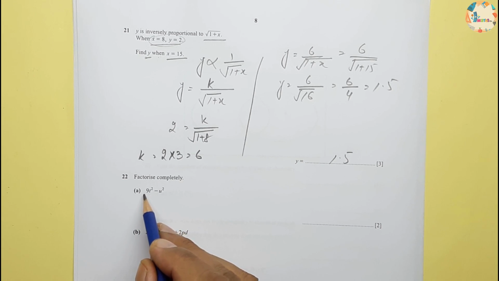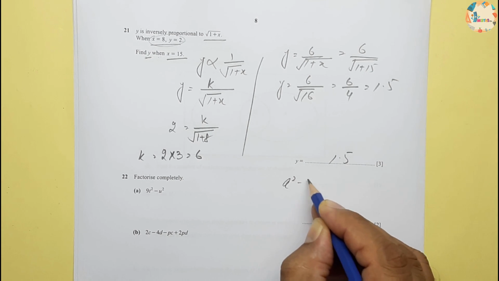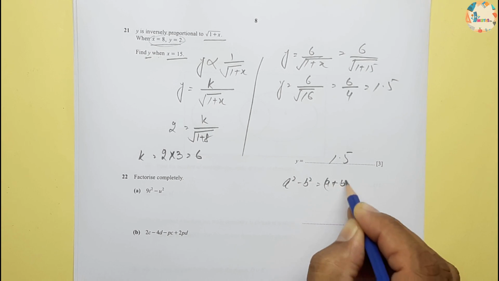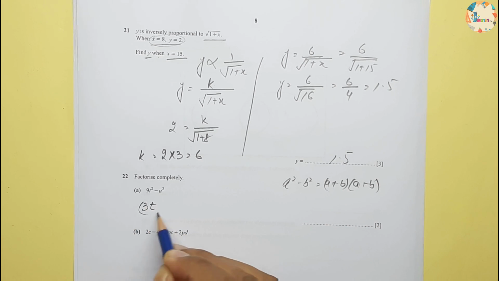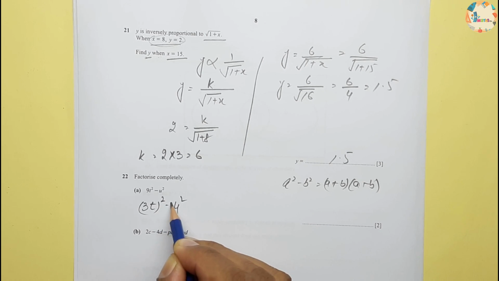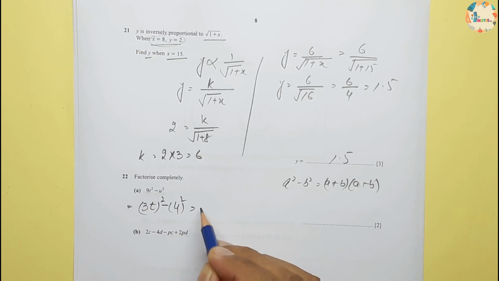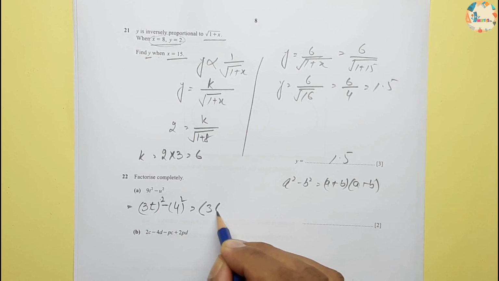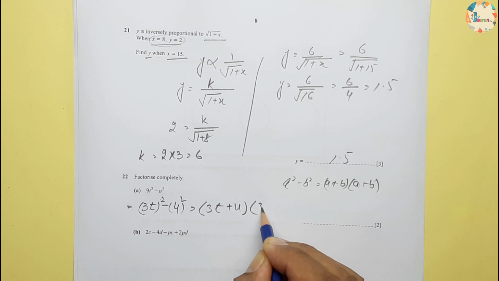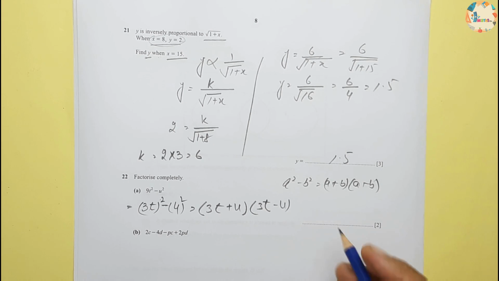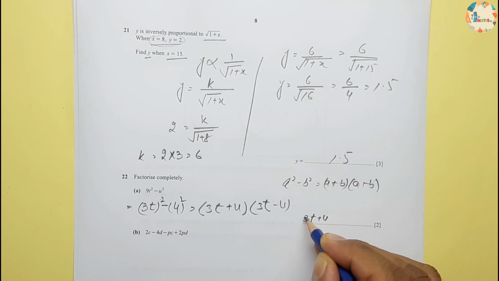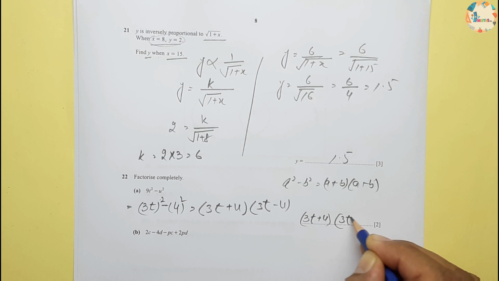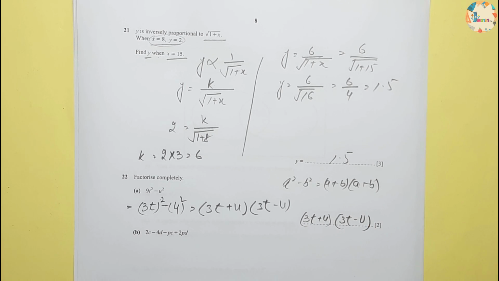Factorize completely: we have to take the maximum common factor, or if nothing is common, basically we will be using the formula a squared minus b squared is equal to (a plus b) into (a minus b). So we can write (3t) whole squared minus u whole squared. So this will be a squared minus b squared, so (3t plus u) and (3t minus u). This will be our answer. We'll write here (3t plus u) and (3t minus u). That's all.